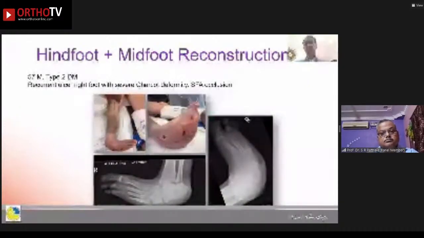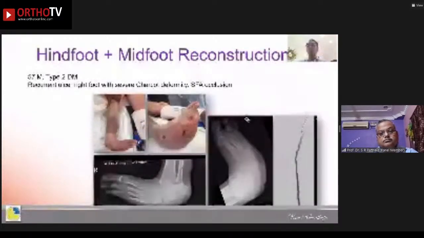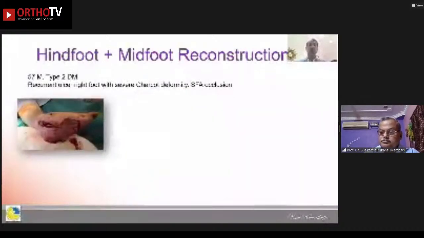infections. And you can clearly see on these radiographs, very severe deformity. And here there was SFA occlusion as well. That has to be addressed first. We always correct the vascular problem first before proceeding with the reconstruction. We tend to do the reconstruction, deformity correction, about 4 to 6 weeks following the vascular procedure.